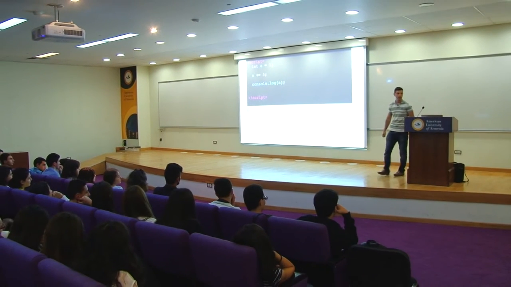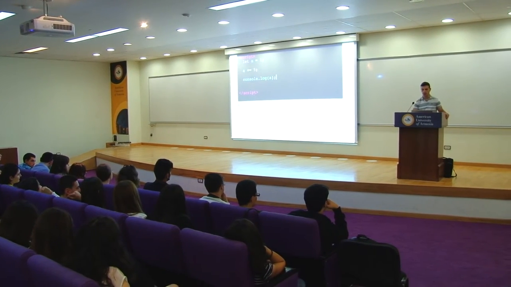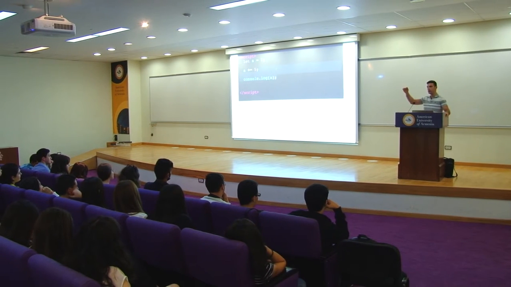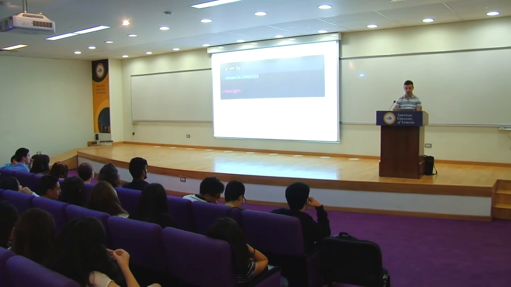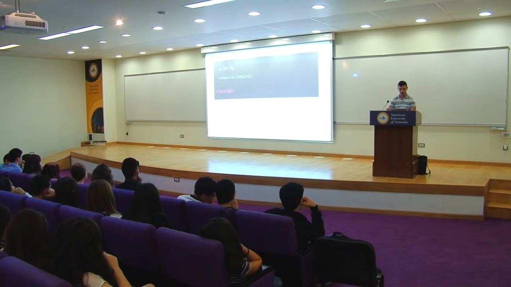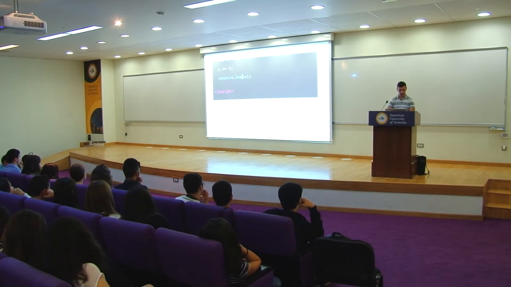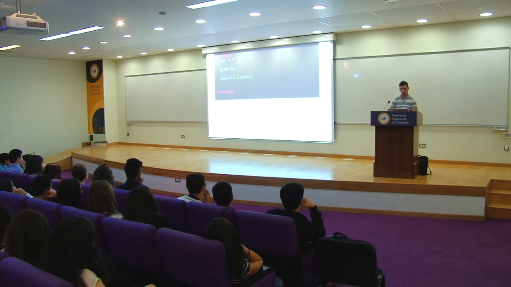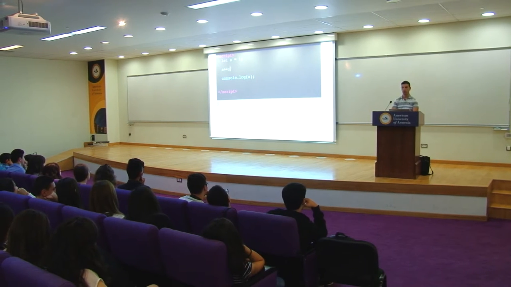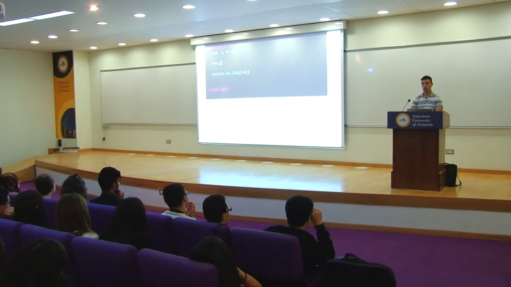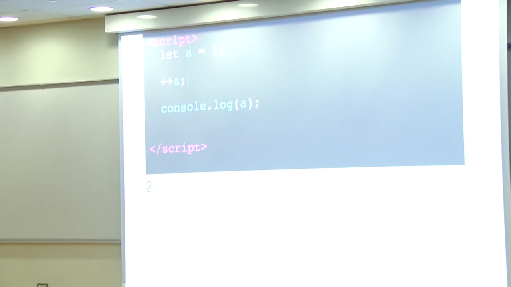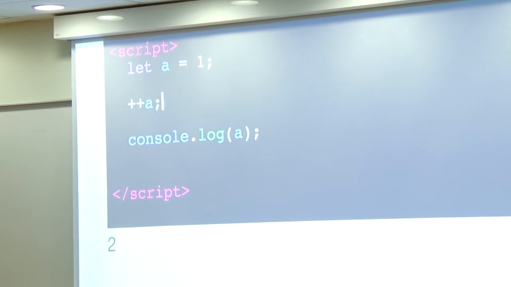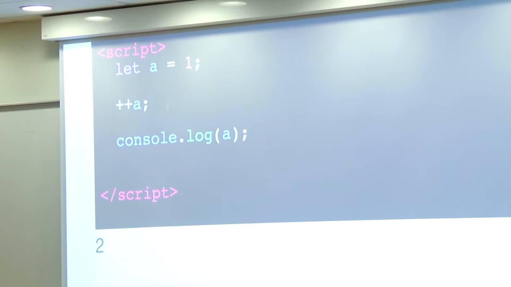Good question. There's no difference in modifying it if you're always going to be using a after. In other words, if I just do this, look. If I do a plus plus here, I'll print 2. If I do plus plus a here, I'll print 2. Except for loop is not a function, but we'll get to that in one moment. But yes, you're right. In that case, there's no difference. Other questions?